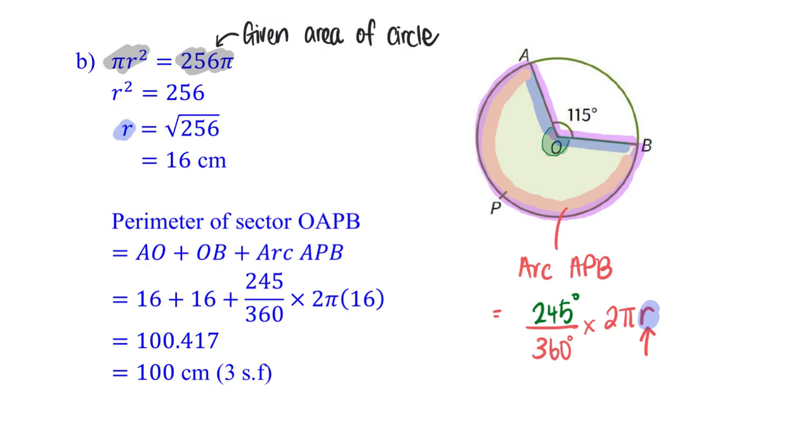Then using your algebraic skills, we will find that the radius r is 16. That means this is 16. This is also 16. And of course, I will need to find my arc APB now that I know my radius is 16. That's why you will see this working appearing here, which is this set of working. And after that, please leave your answer to 3 significant figures.